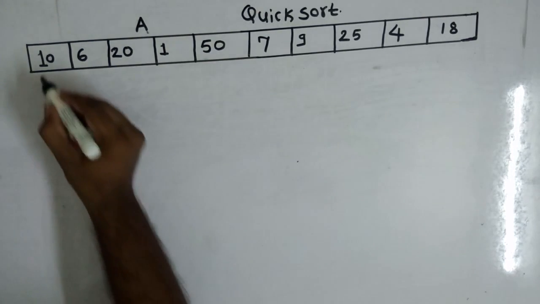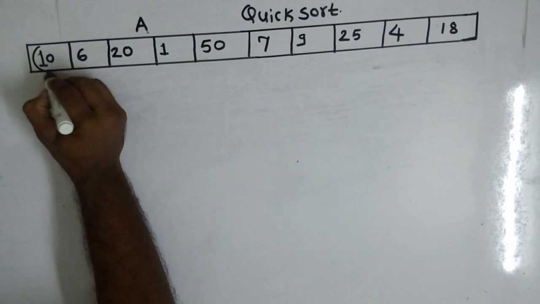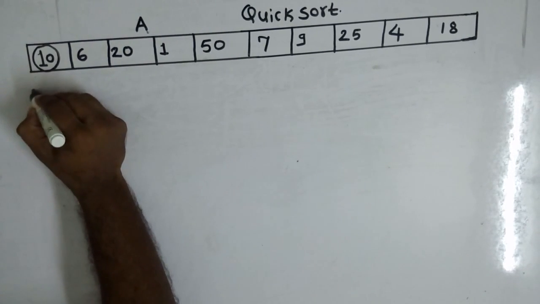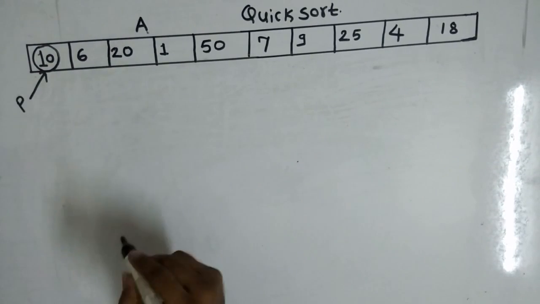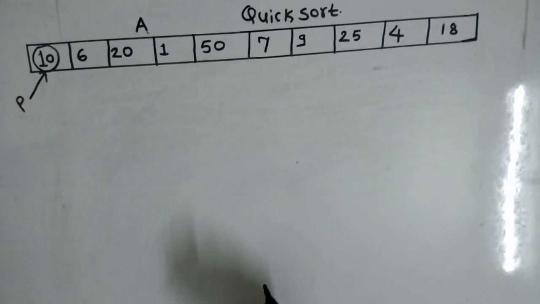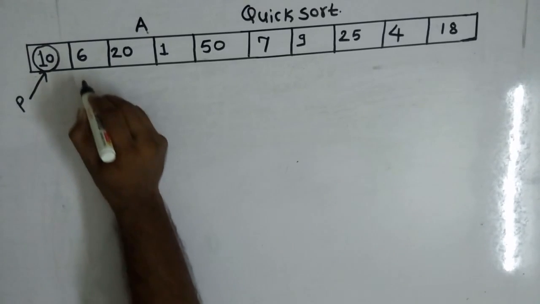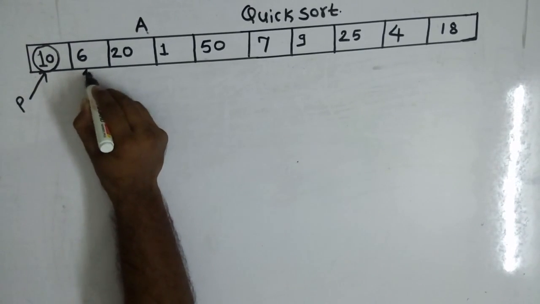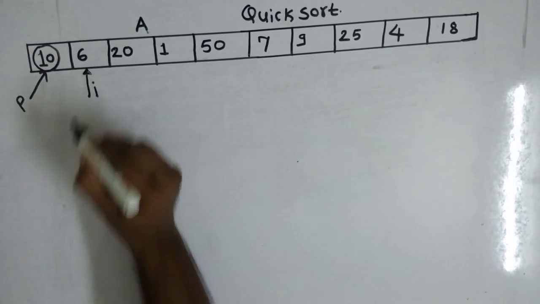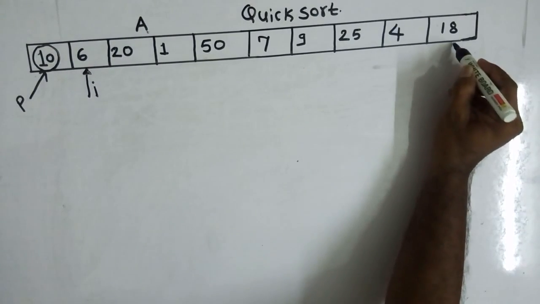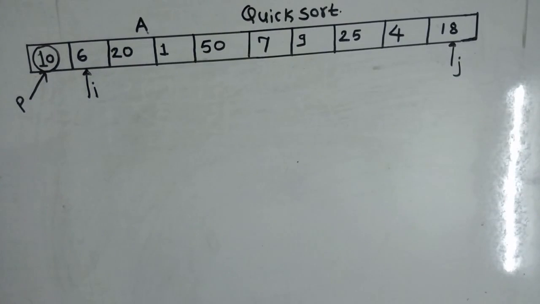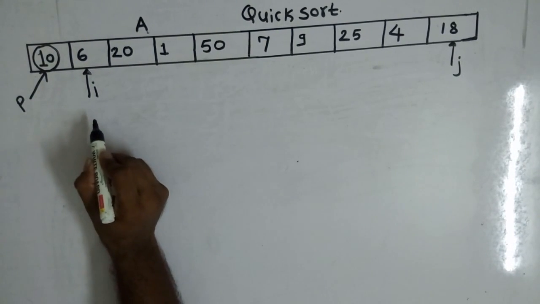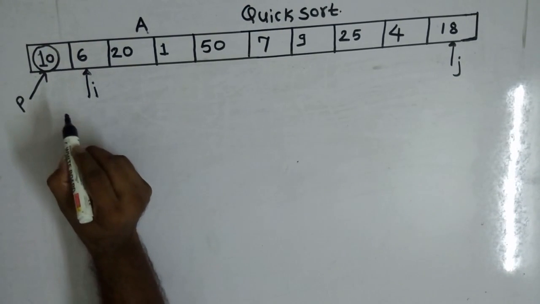As I said, I'll assume the first element as pivot element. So 10 is the first element in this array A. So this will be our pivot element. So to partition this array into two parts, I'll take a variable i which will help me do this. I'll initialize another variable j to the last position. So I'll increment i till I find the element greater than pivot.